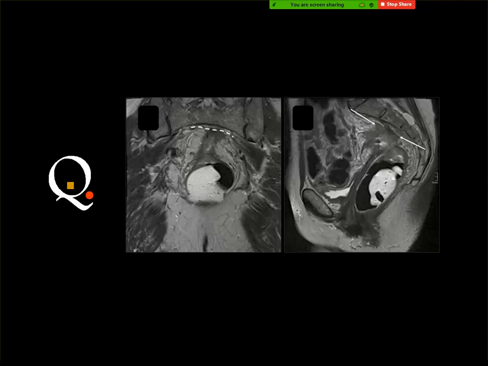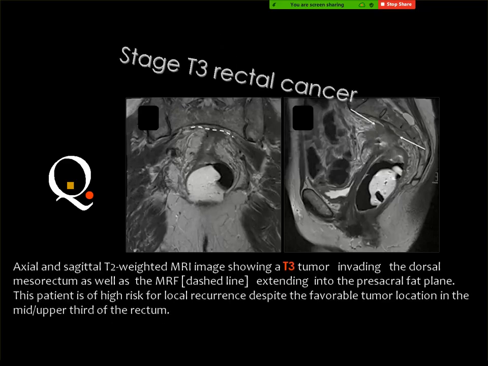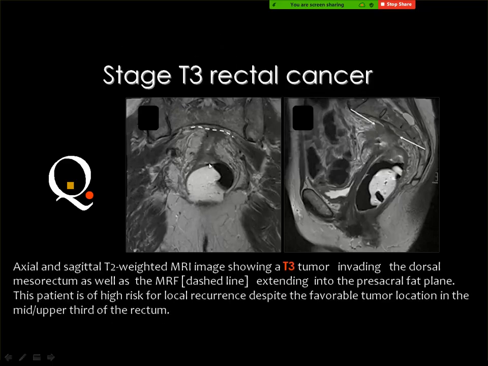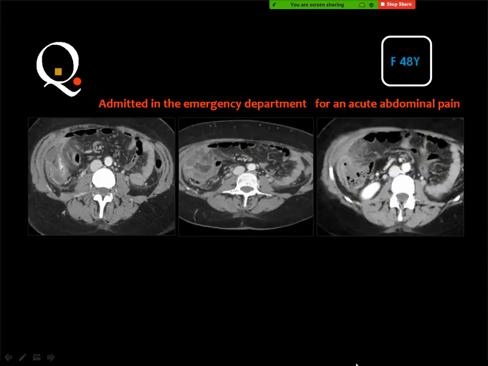Rectal polyp? No, carcinoma of the rectum. Yes. Stage? Stage 3. Very good. This is rectal cancer, stage 3, infiltrating the mesorectal fat along the rectal fascia, along the anterior and the posterior aspect in the presacral area.